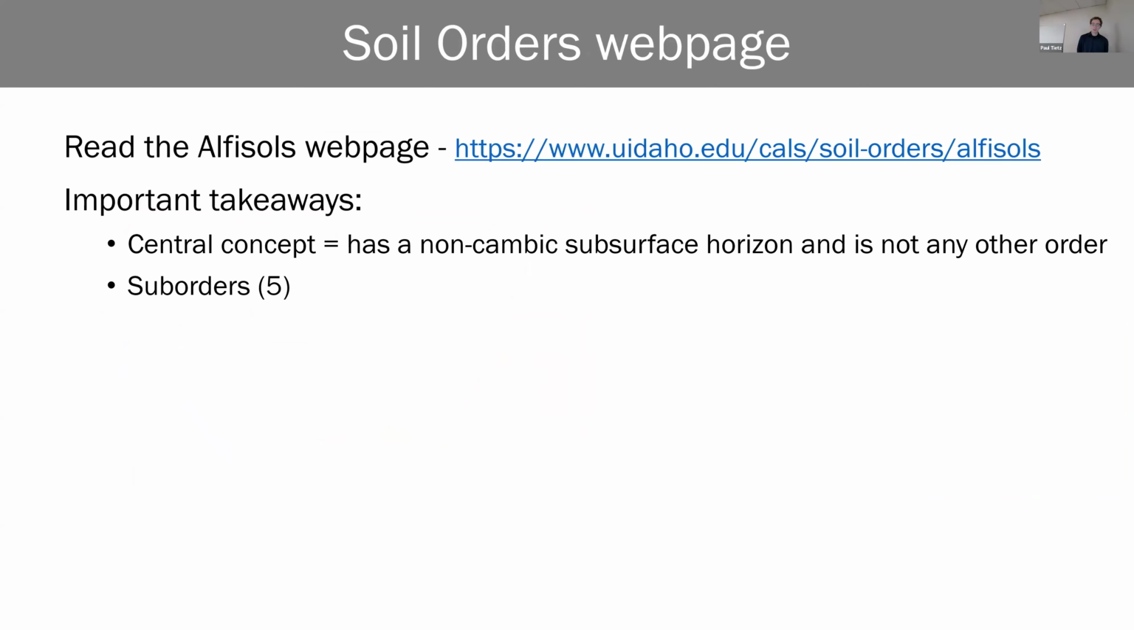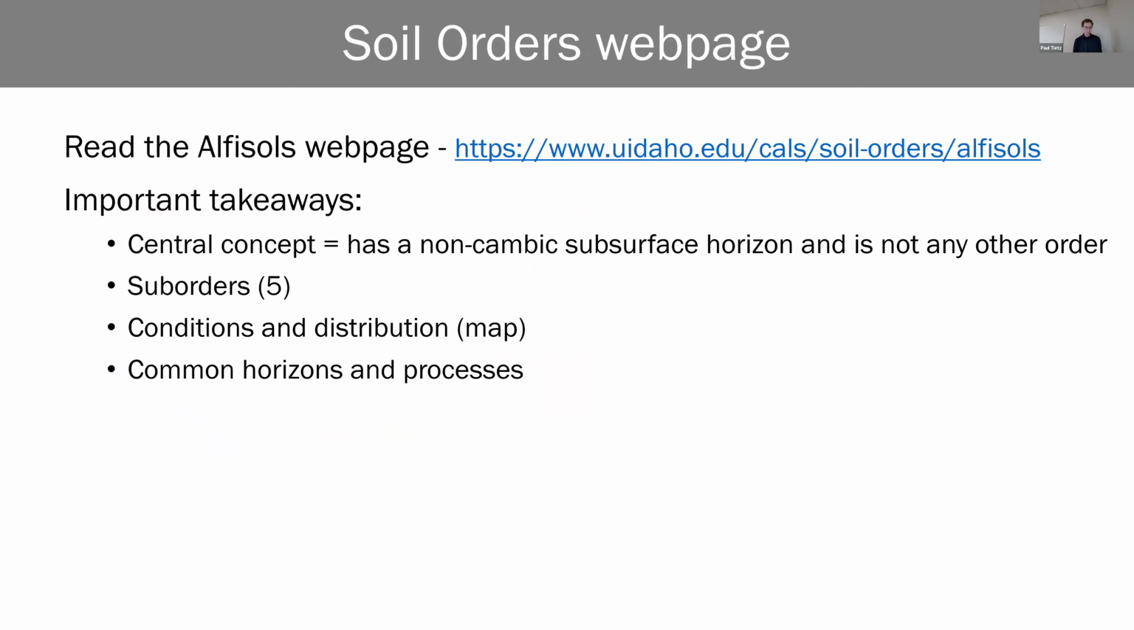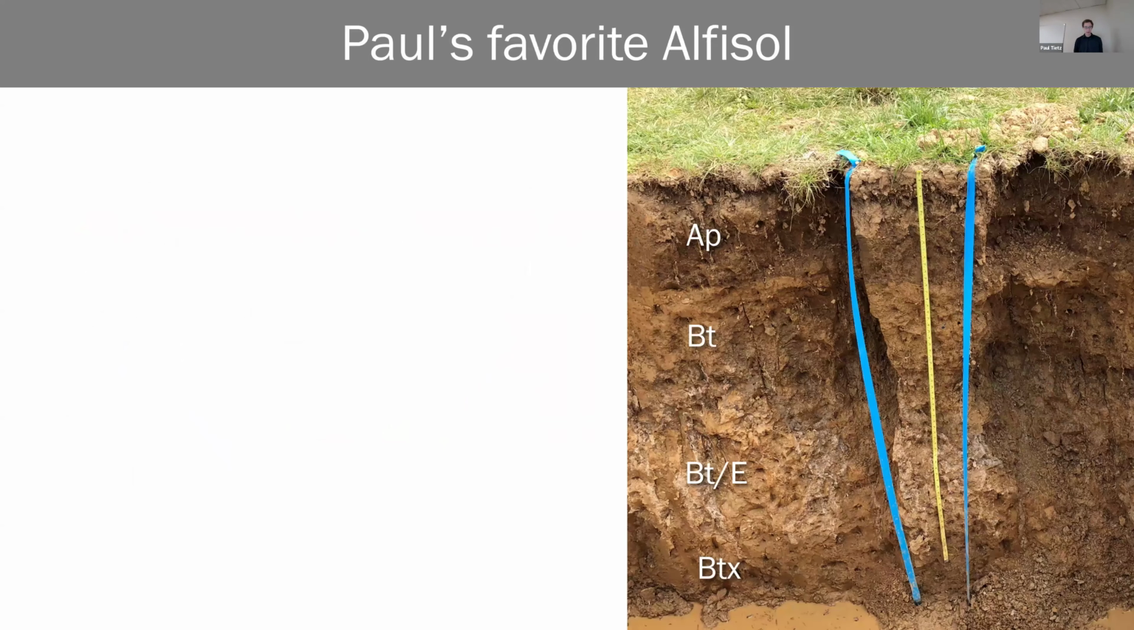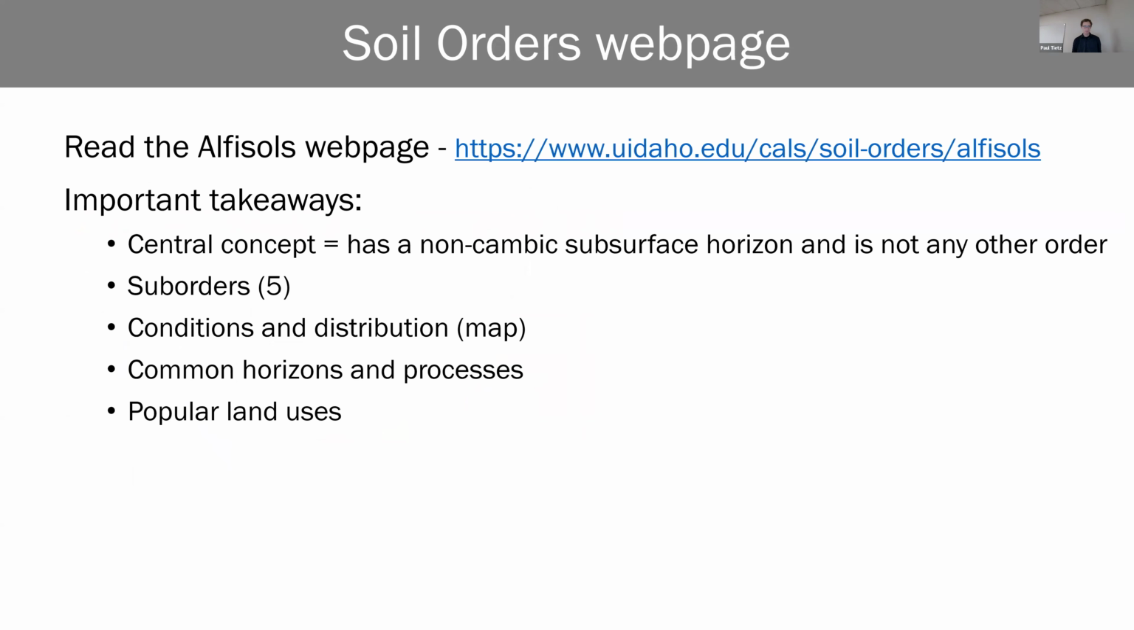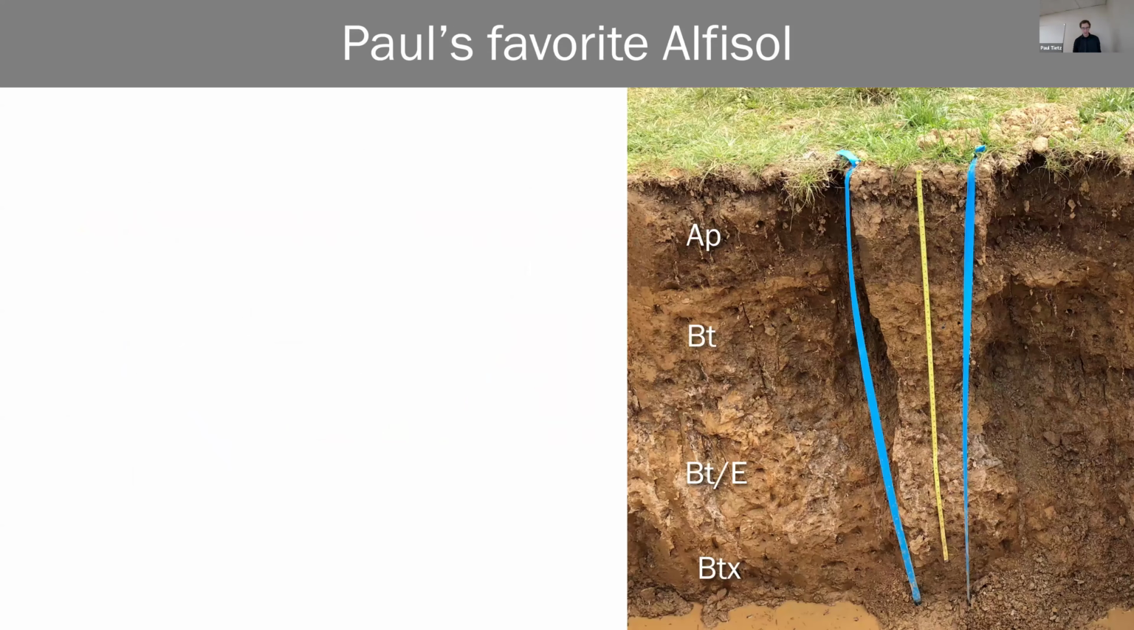Then for alfisols, similar kind of deal. Central concept for alfisols: a non-cambic subsurface horizon, and not in any other order. It's got the Bt horizons, pretty similar land uses for alfisols and ultisols. My favorite alfisol, this is an example from my career as a soil judger. This was a Glossudalf profile in Kentucky when I got to judge there on the team.